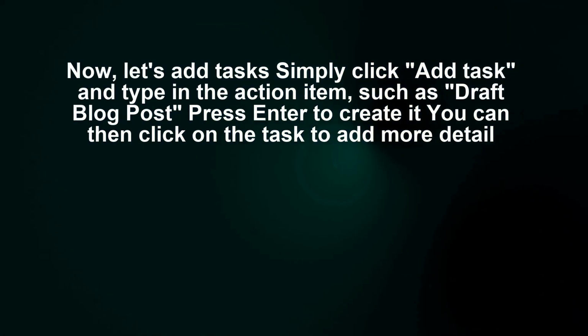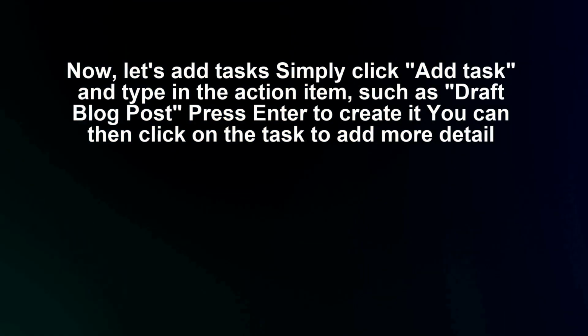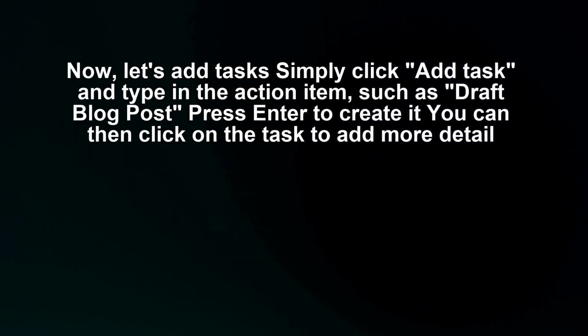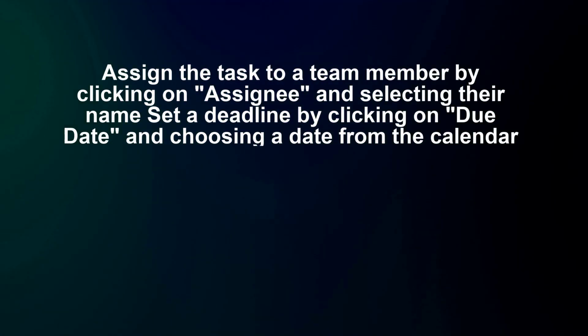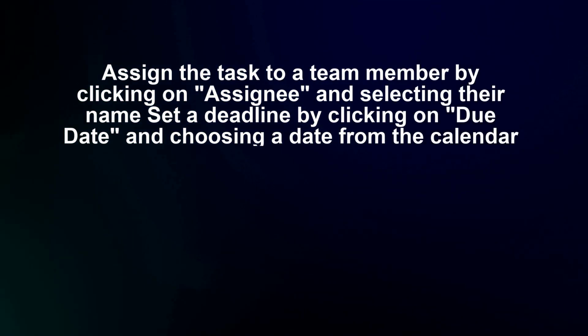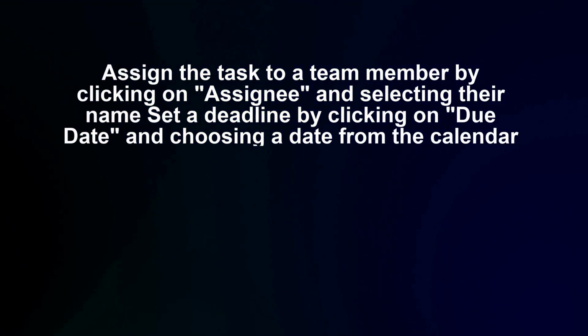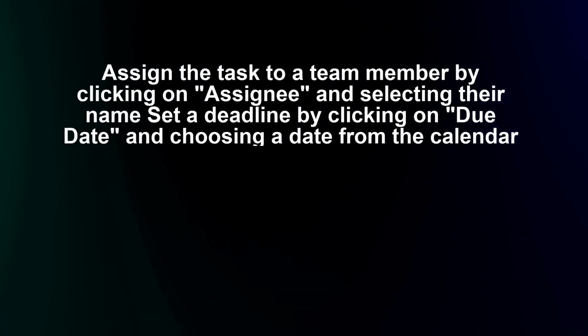Simply click Add Task and type in the action item, such as draft blog post. Press enter to create it. You can then click on the task to add more detail. Assign the task to a team member by clicking on Assignee and selecting their name. Set a deadline by clicking on Due Date and choosing the date from the calendar.